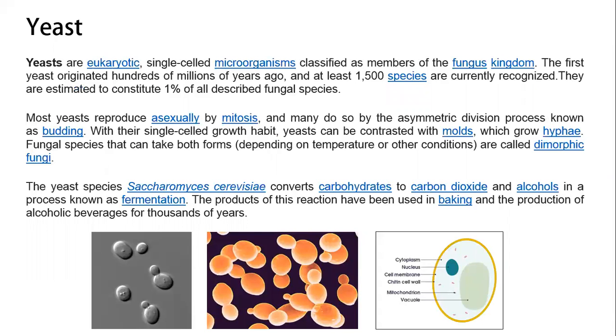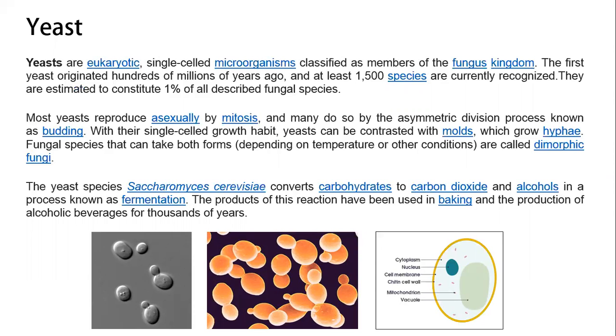The yeasts are the eukaryotic example of microbial diversity. It is a eukaryotic single-celled microorganism classified as a member of the fungus kingdom. The first yeast originated hundreds of millions of years ago, and at least 1,500 species are currently recognized. They are estimated to constitute 1% of all described fungal species.